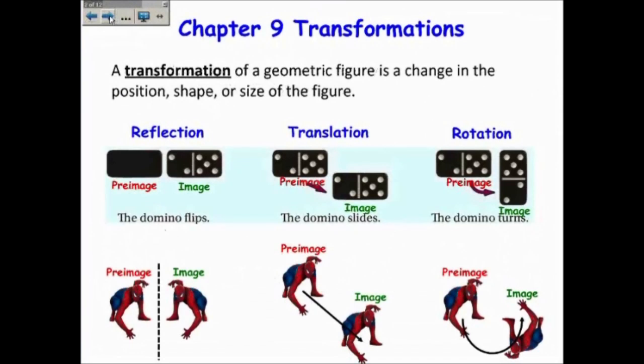Let's get started. Chapter 9 is on transformations. Now, a transformation of a geometric figure is changing the position, shape, or size of the figure. Specifically in Chapter 9, we will study 4 types of transformations and also combinations of those 4. 3 of those are reflections, where you're reflecting it across over some line. A translation where you slide it. It doesn't change orientation, it just slides. And also rotation, where you rotate it around some point.